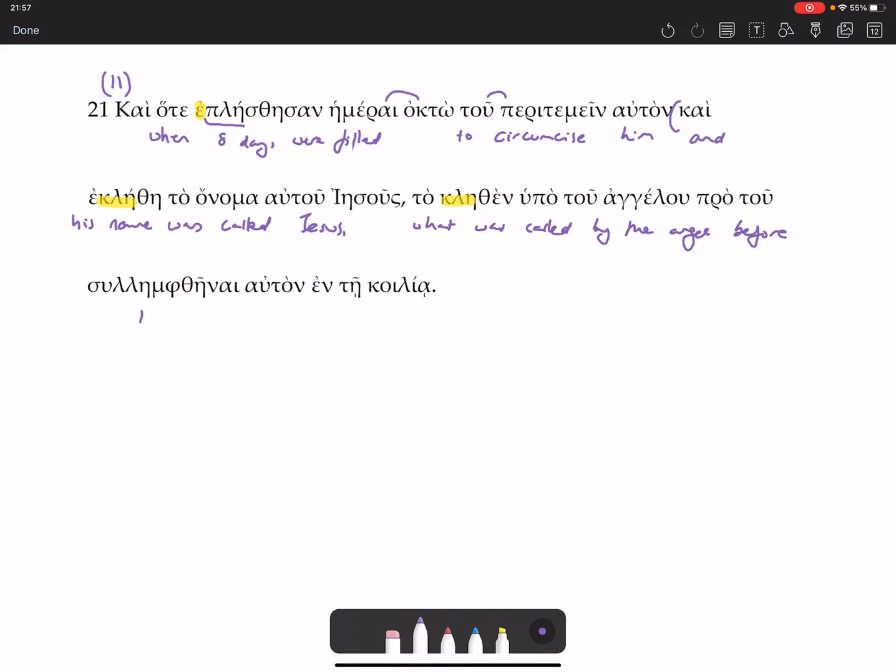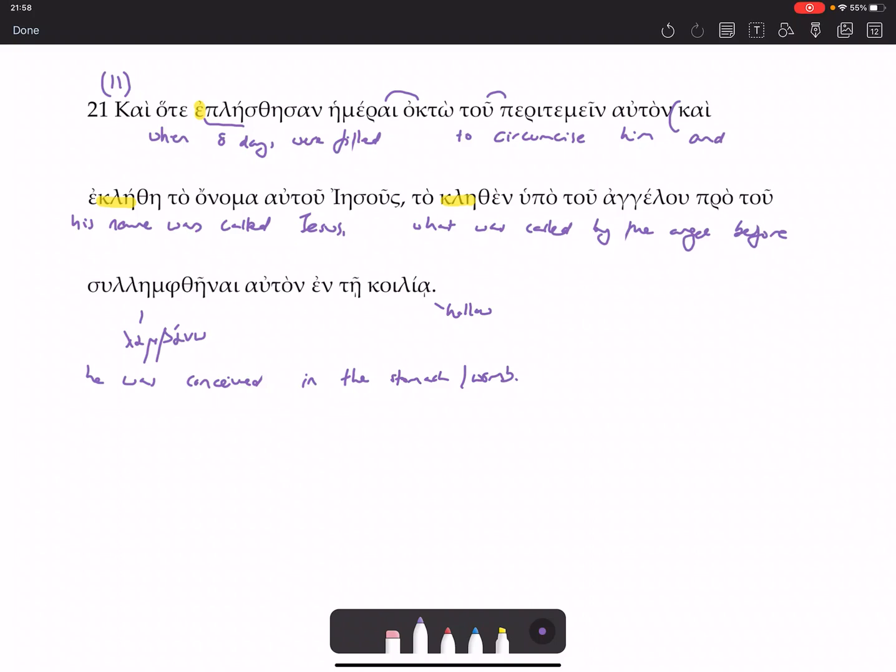And sullemphthenai is a very unusual aorist passive of lambano. Before the gathering together, the conception, whose conception? Auton, him, before he was conceived. And then en te koilia, tells you where, in the, and koilia are hollow, but it's a way of saying stomach, womb, etc. That's a basic reading of this.